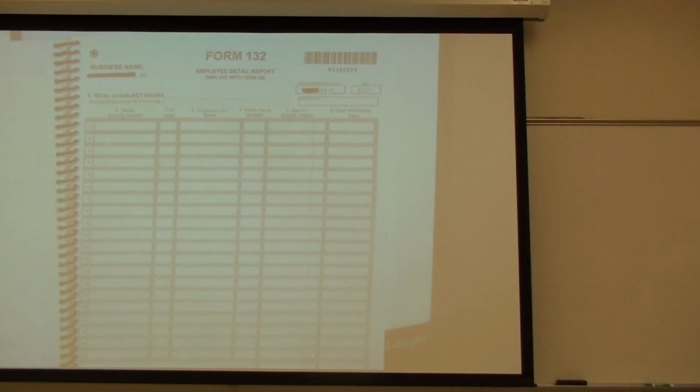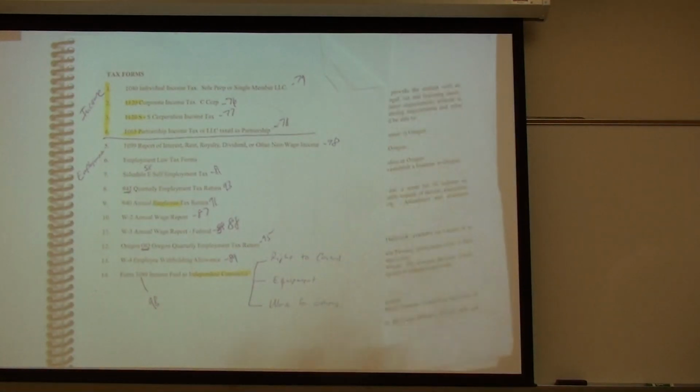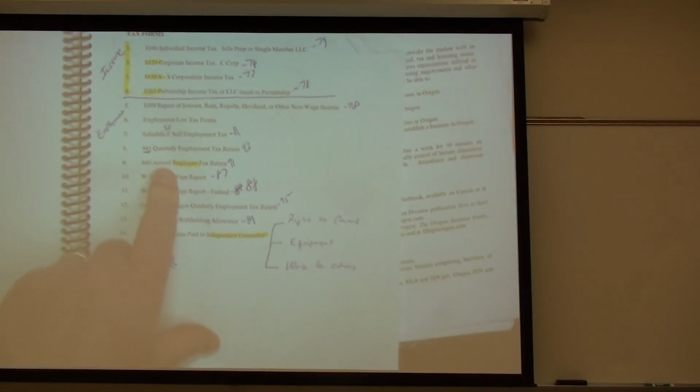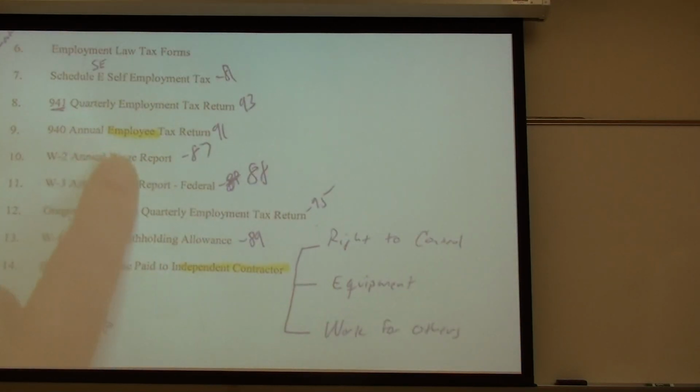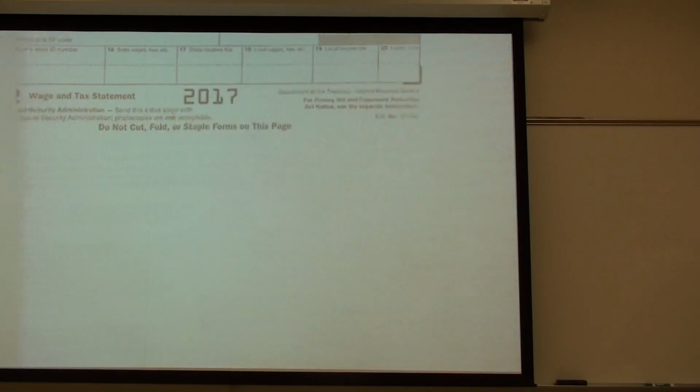Okay, it's not over yet. There's more taxes, don't worry. Then, every year, you have to file an annual return, which is the 940 form. I have that on page 91.